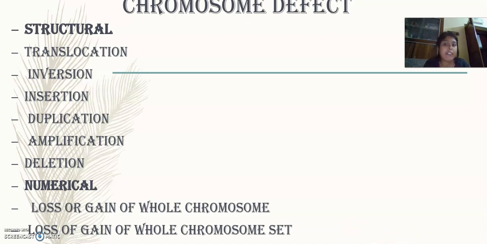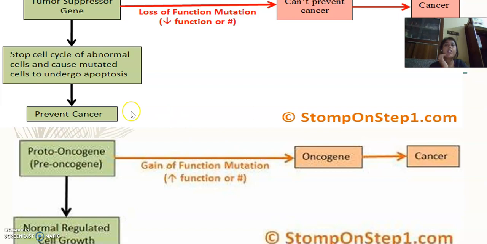So chromosomal defects, which we will be discussing later, include translocation, inversion, and insertion. These are all your different kinds of mutation. But before that, I will focus on loss or gain of a whole chromosome, or loss or gain of a whole chromosome set. So this is your loss of function mutation. In the very beginning of the slides, I talked about loss of function mutation.